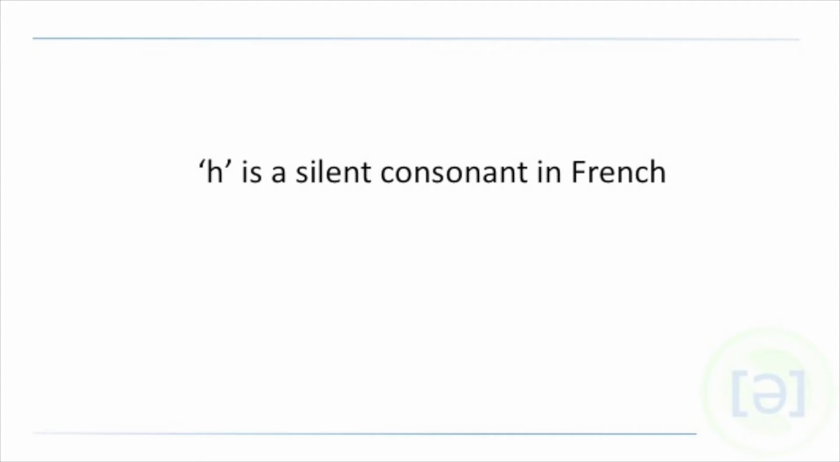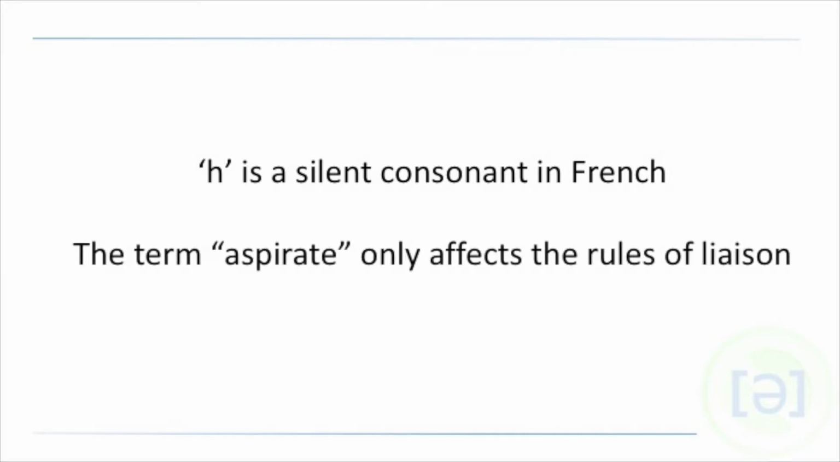So that's number one. Even when we call it aspirate, that word only has an implication within the context of liaison that we're talking about. So it doesn't do anything to the pronunciation of the H. So basically, when you have a word that starts with an H, it will sound like the word starts with a vowel, which is why we get into this situation where there technically could or could not be a liaison, right?